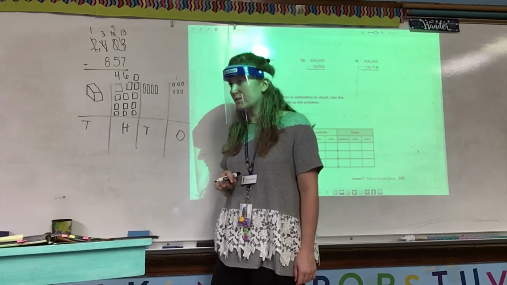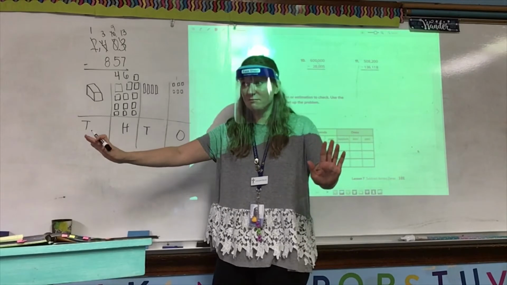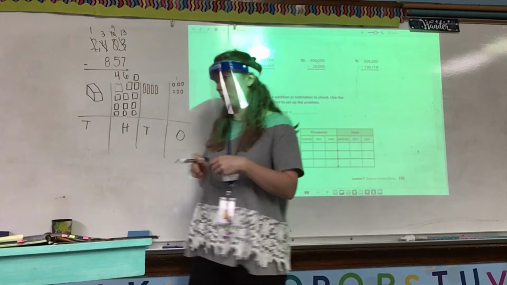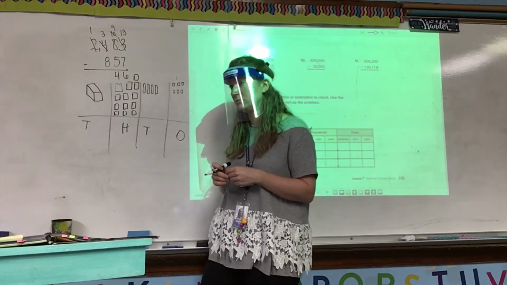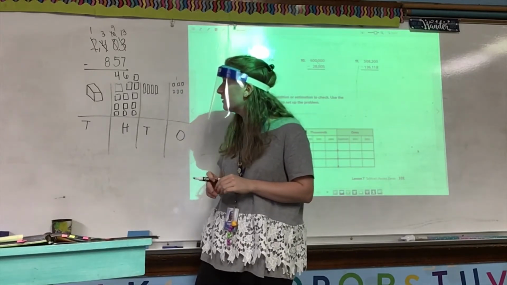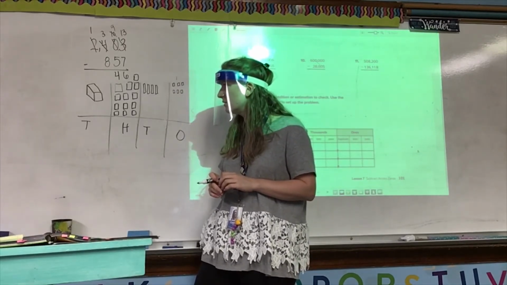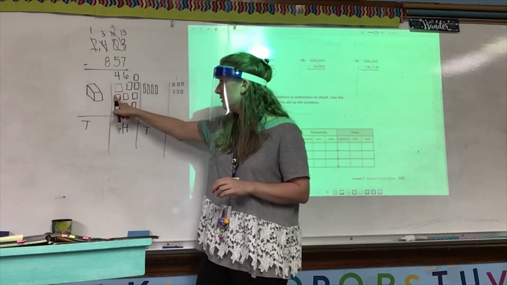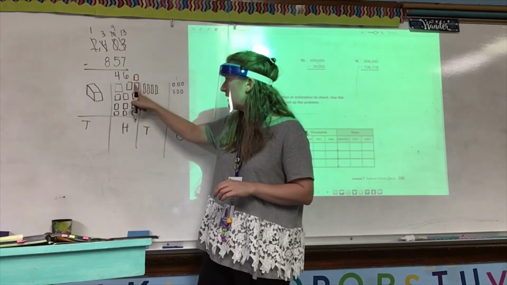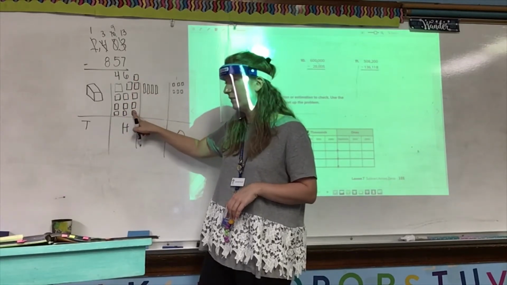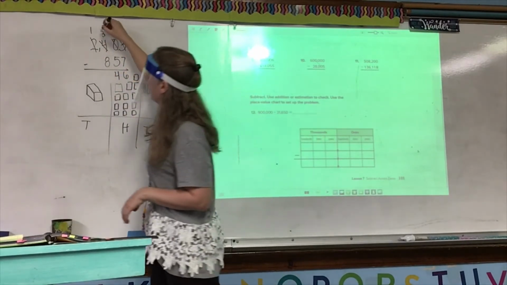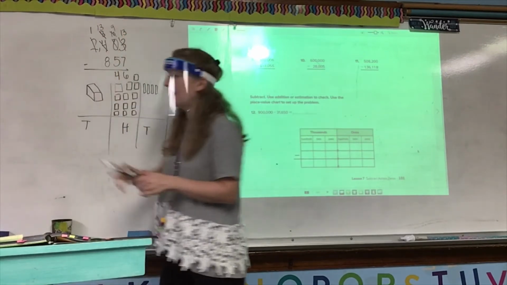How many hundredths flats do I have now? I don't have 10. I just added 10. But I have to include what I had before. So how many hundredths flats do I have now? Count them. 1, 2, 3, 4, 5, 6, 7, 8, 9, 10, 11, 12, 13. Because I started with 3, but then I gave it 10, so now I have 13.